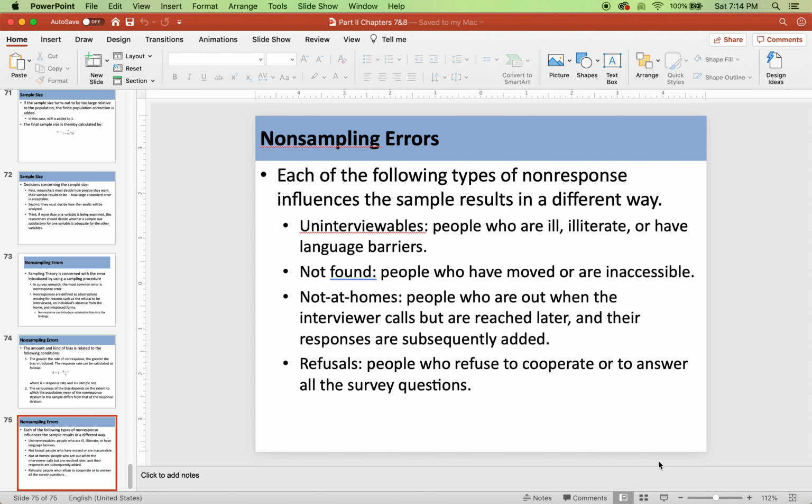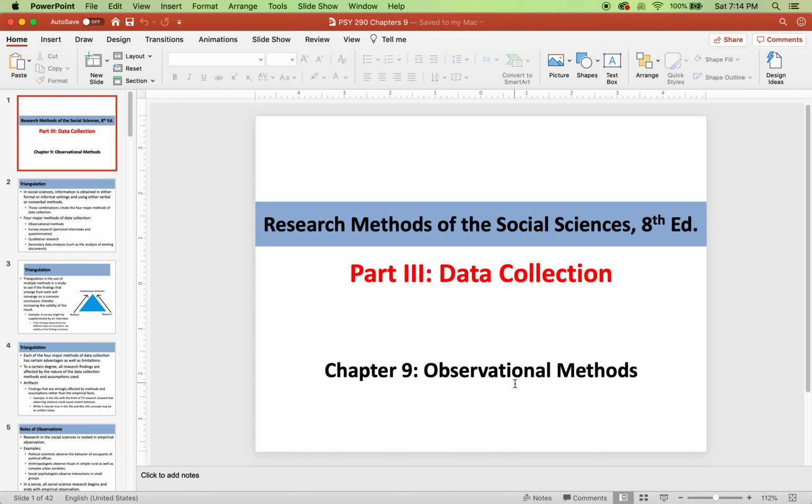And that is the end of chapter 7 and 8. Now we will start on chapter 9.